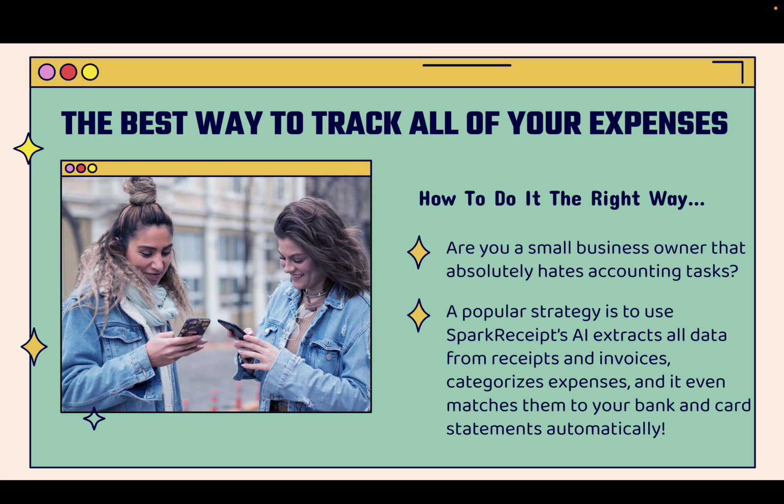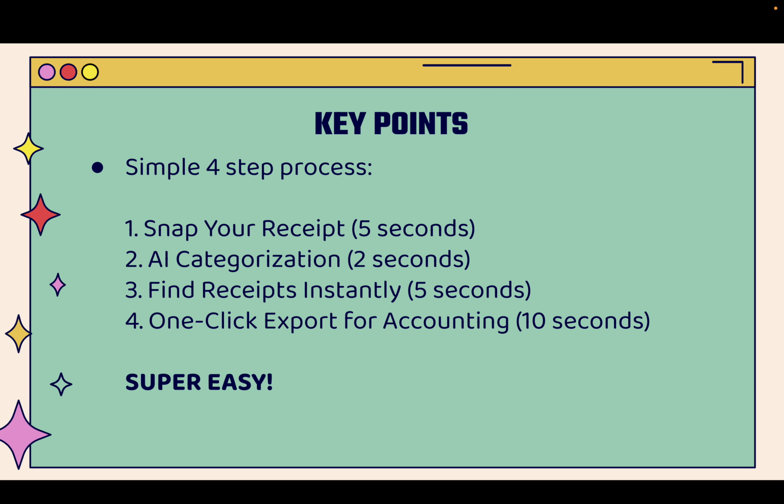It's incredibly powerful, and it works in a simple 4-step process. Step 1, you simply snap your receipt. Literally just take a picture of it. It takes 5 seconds to do that. It could be a screenshot. It could be something you get in the mail. It could be a printout. Doesn't matter. Snap your receipt.